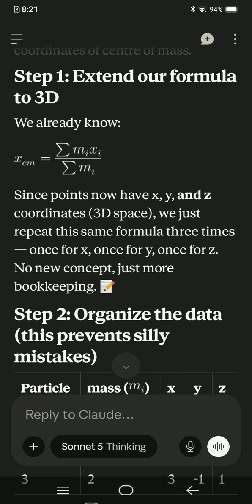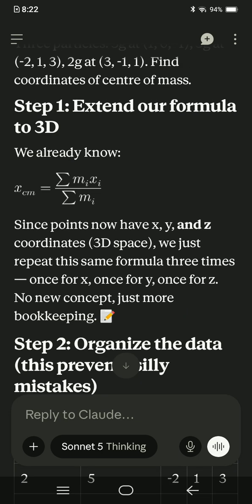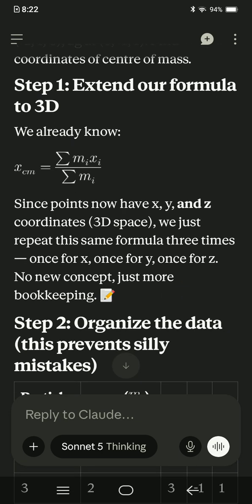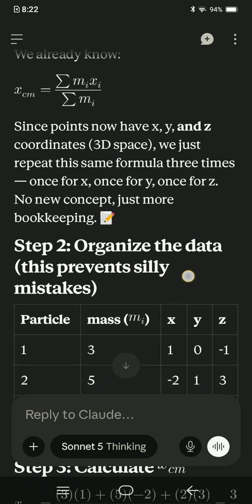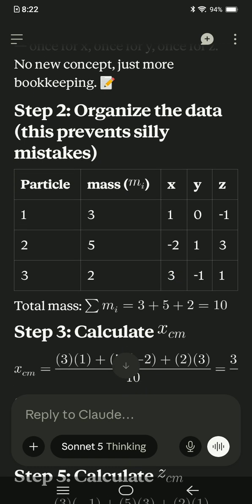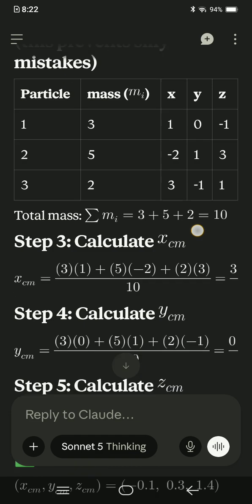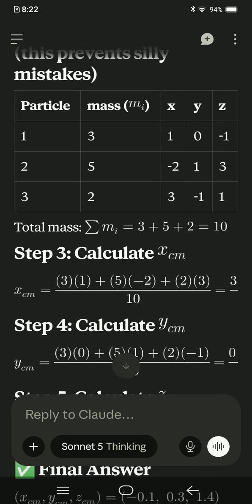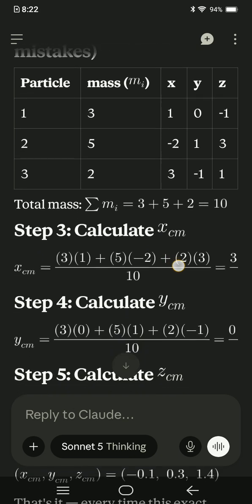We already know this, since points now have x, y and z coordinates. We just repeat the same formula three times, once for x, once for y, once for z. No new concept, just more bookkeeping. Organize the data. This prevents silly mistakes. Particle 1, 2, 3, and then mass and the coordinates. Total mass is 3 plus 5 plus 2, which is 10.